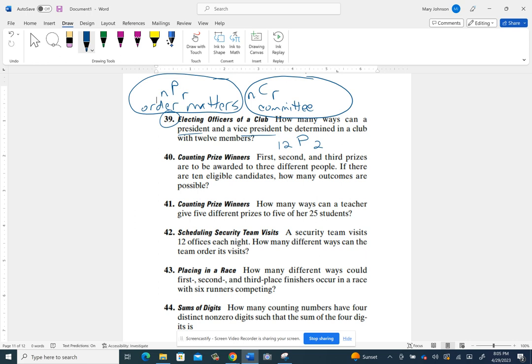So on 40, first, second, third prizes are to be awarded to 3 different people. There's 10 candidates. We're trying to award 3 prizes. Order matters. It would be 10, and then you would use the P button. I don't have my calculator with me to do that, but be sure you're using the P when you calculate it. Let me go grab one real quick.